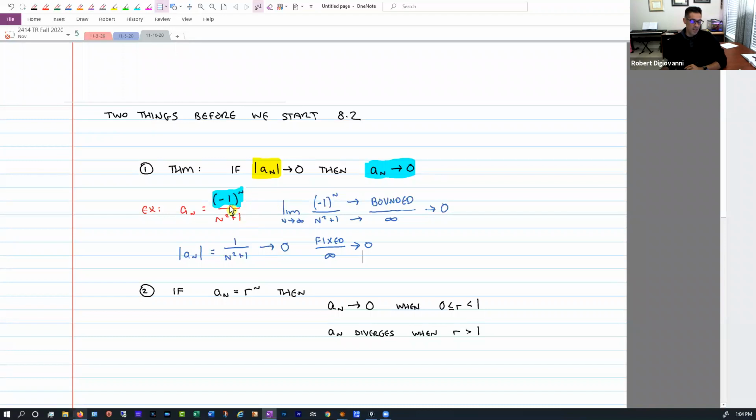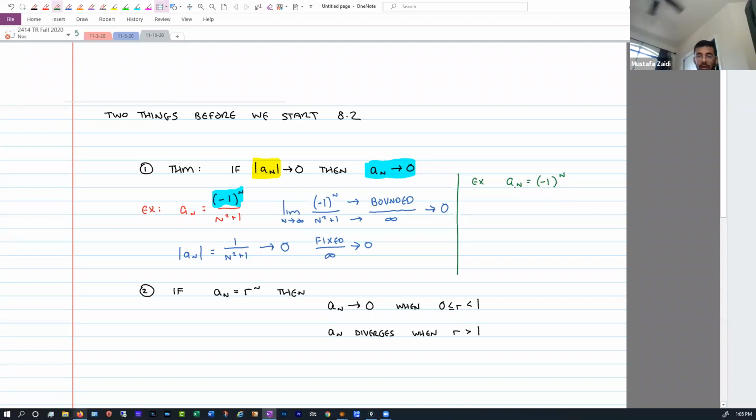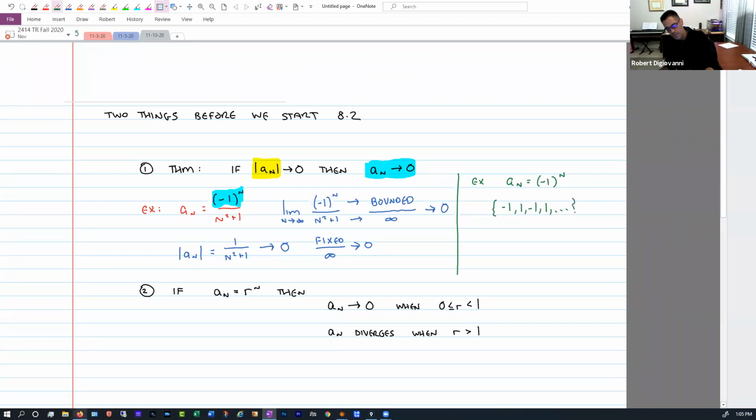If we're ever looking at a sequence and we're trying to figure out whether or not it converges, if we can show that the absolute value of the sequence goes to 0, then we can conclude that the sequence itself must go to 0. Now you have to be extremely careful with this. I'm going to give you another example over here. Look at the sequence a sub n equals -1 to the n. That's it. That's the sequence. That's alternating. And it would just give us -1, 1, -1, 1. That's what it would do.